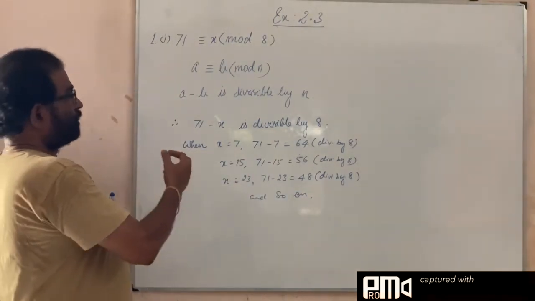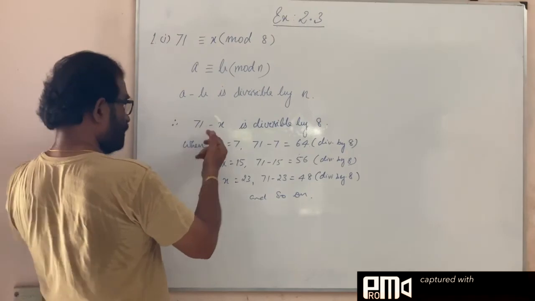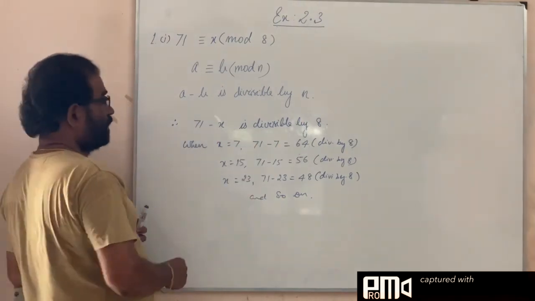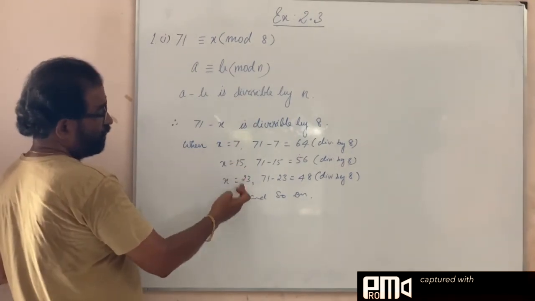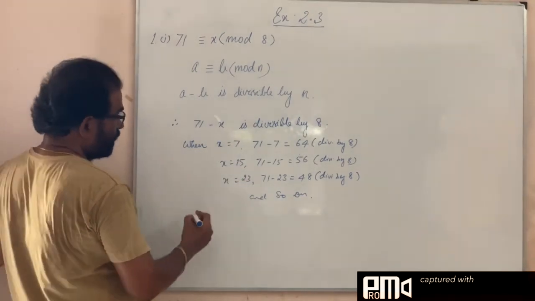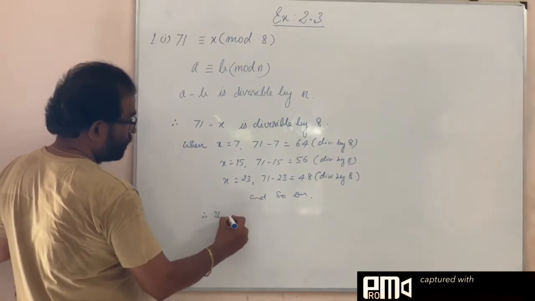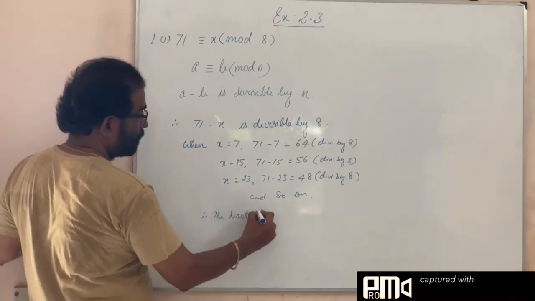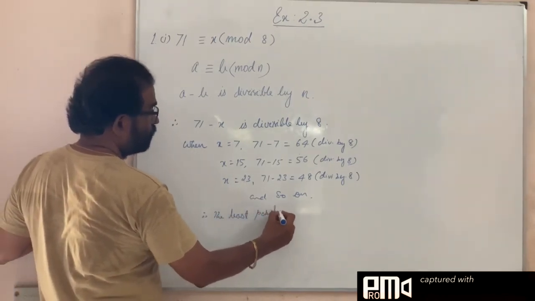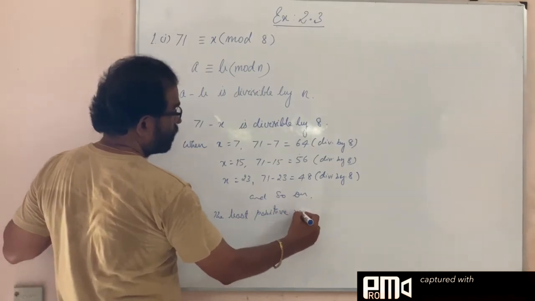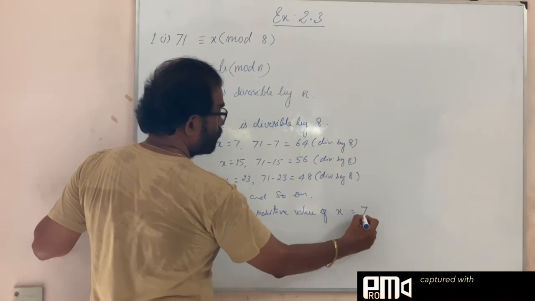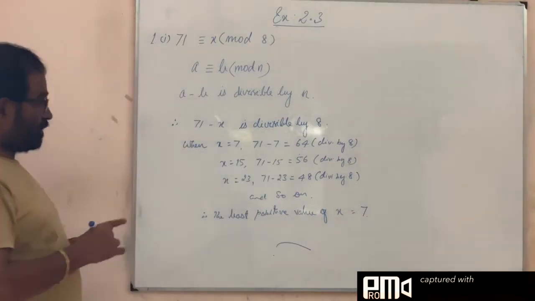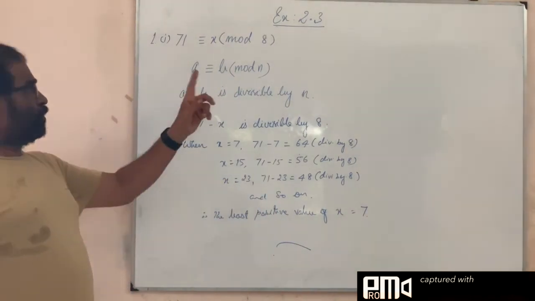After subtraction from 71, they are divisible by 8. We want the least among all these values. What is the least among them? 7, 15, 23. The least is 7. Therefore, the least positive value of x is equal to 7, because 7 is the required answer. It's very easy. You remember that property.